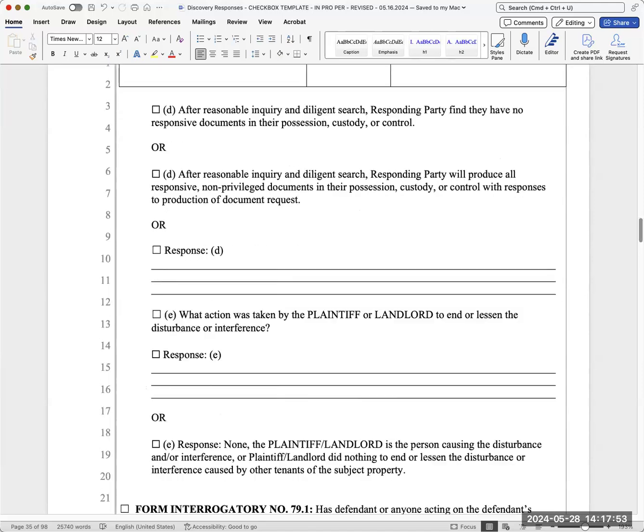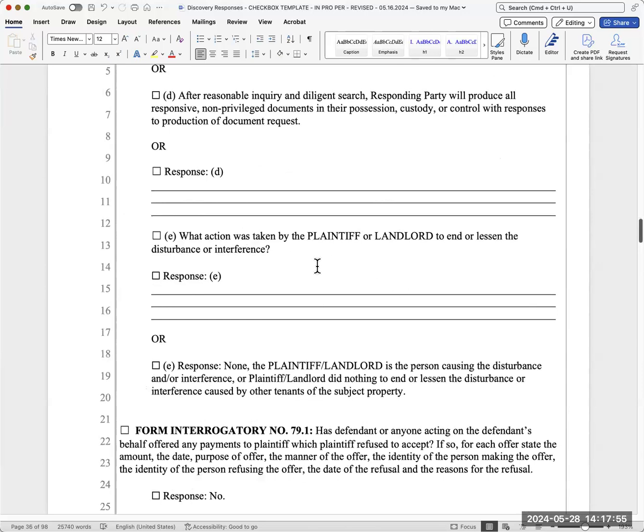And then down below, what action was taken by the landlord or plaintiff to lessen or end the disturbance or interference. If there was anything that they did, you write it out here. If they didn't do anything, or they are actually the ones causing the disturbance, you check here.